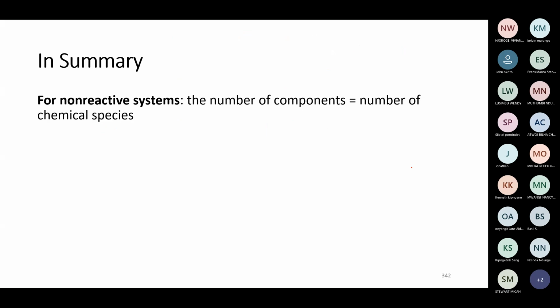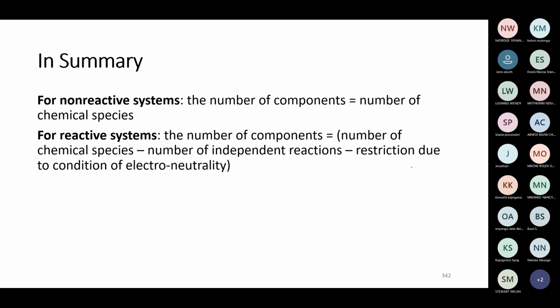In summary, we can say that for non-reactive systems, the number of components equals the number of chemical species within that particular system. For reactive systems, the number of components equals the number of chemical species minus the number of independent reactions minus the restriction due to the condition of electron neutrality.